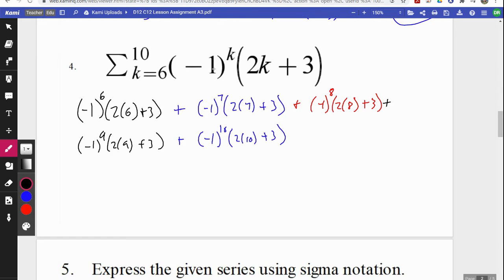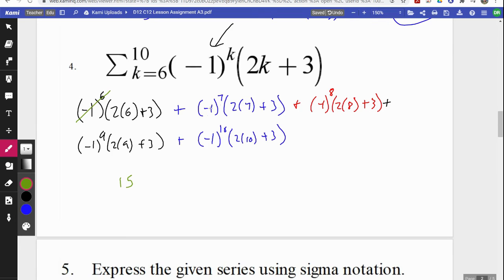A negative number to an even power is a positive. A negative number to an odd power is a negative. So in effect, each of these terms of the sequence are going to alternate their signs. I'll be adding a positive number, and then adding a negative number, and then a positive number, and then a negative number. So just keep in mind anytime you see that. So this first term turns into, I need a different color, just a positive 1. Negative 1 to the 6th is just 1. 2 times 6 is 12, plus 3 is 15.